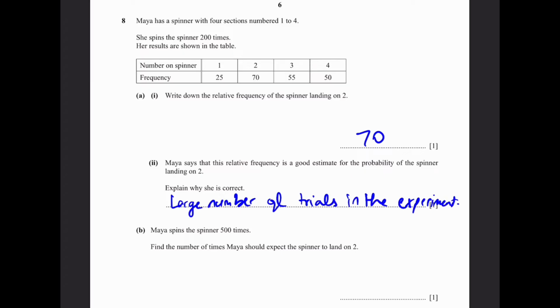Part B. Maya spins the spinner 500 times. Find the number of times Maya should expect the spinner to land on a 2. So that's simply 70 over 200, which is the probability using these trials, and multiplying by 500. Now we can cancel out a bit, and we get 175.